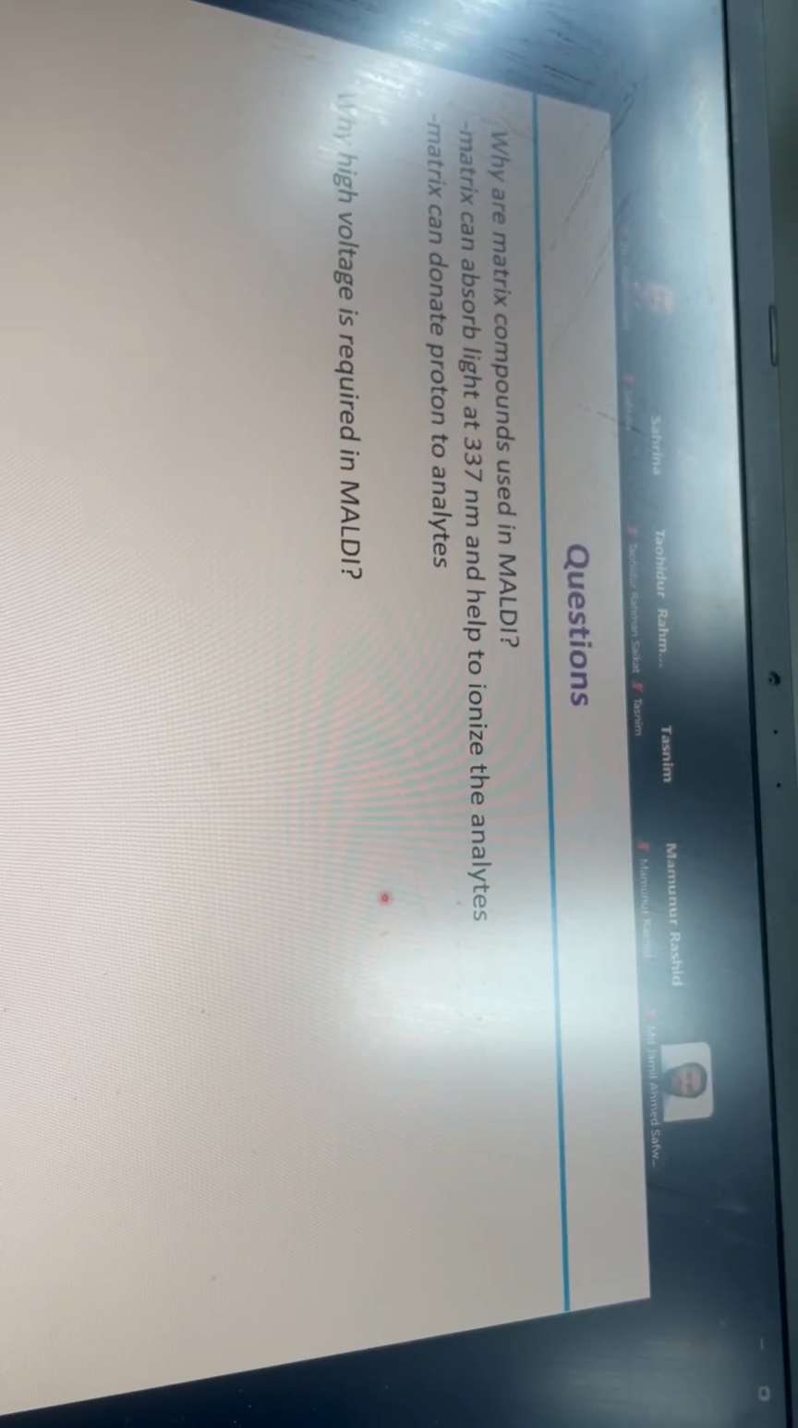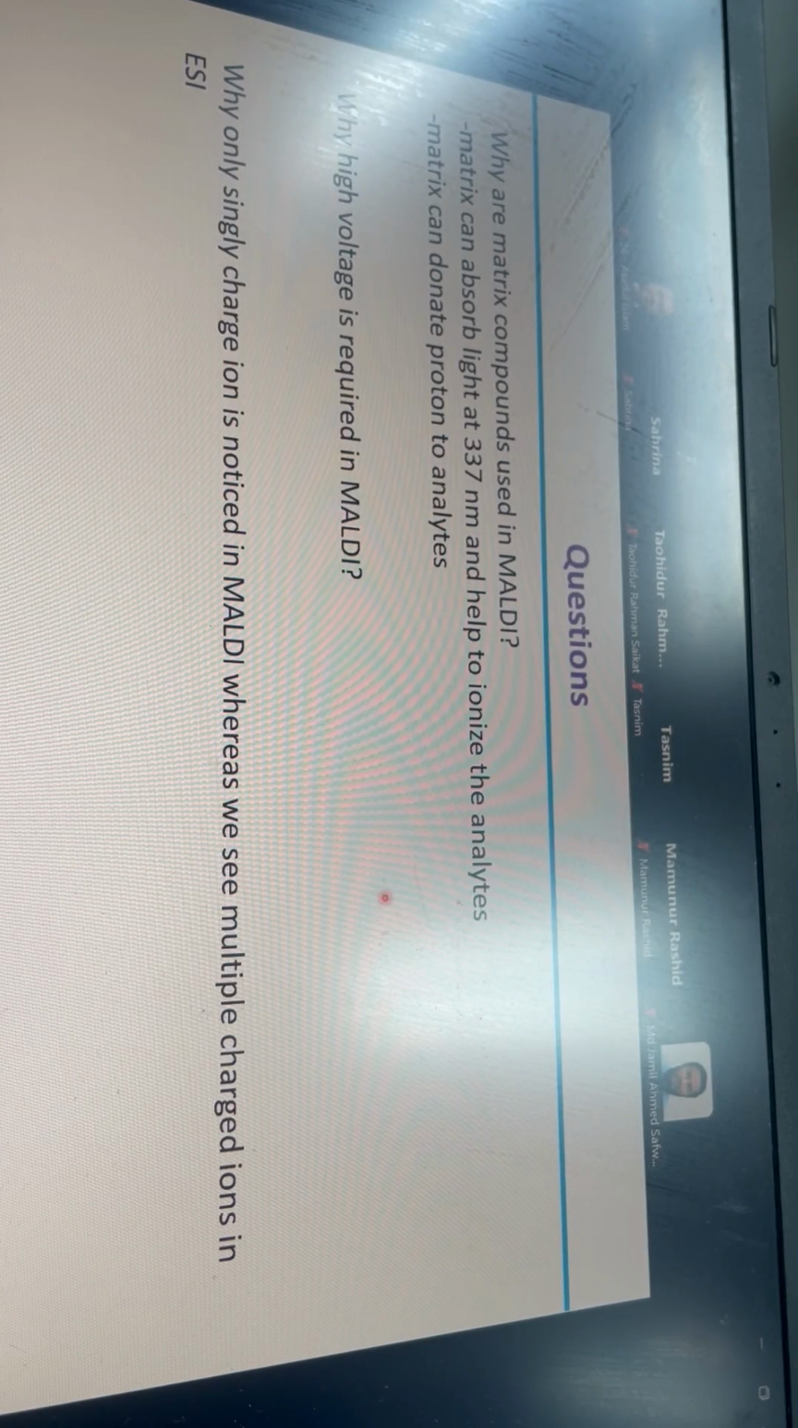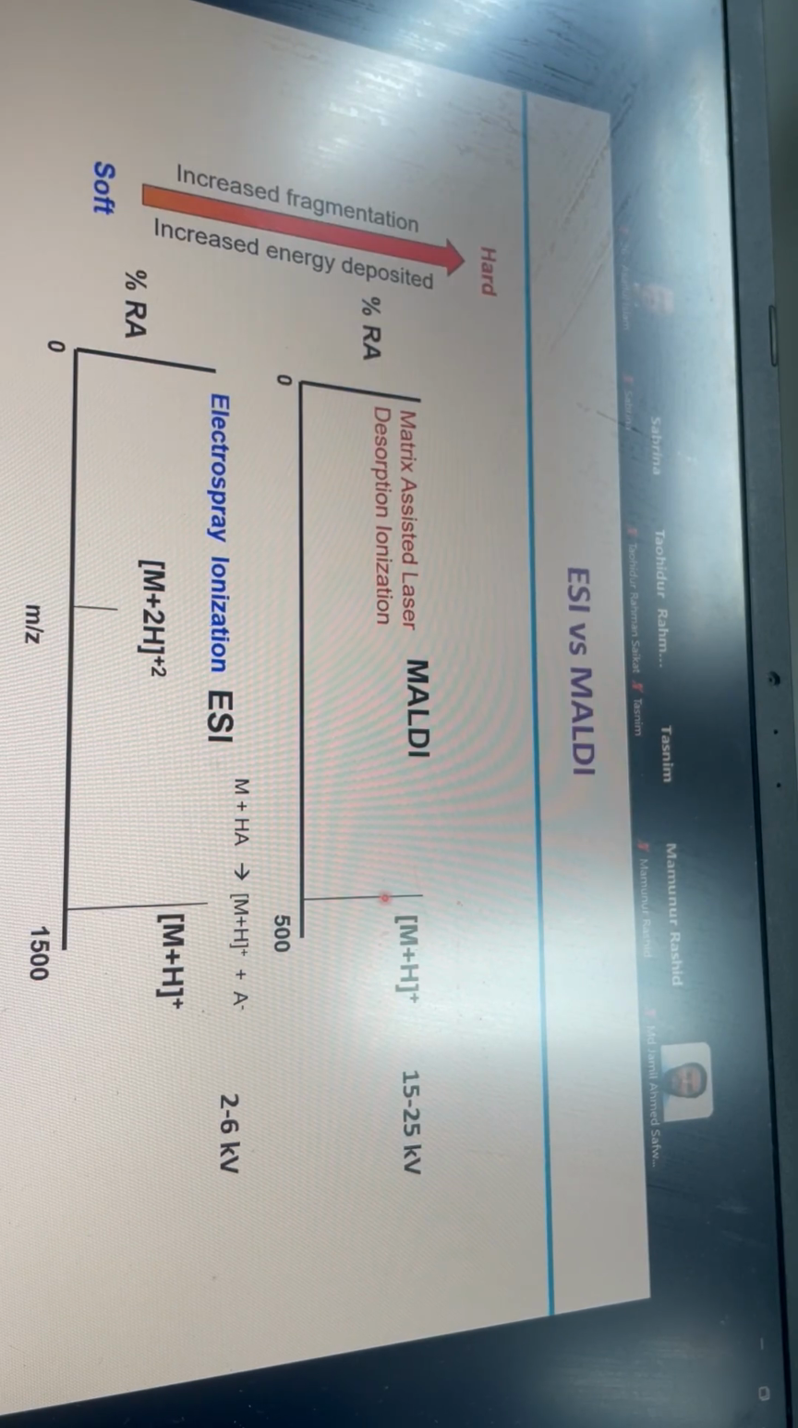So these are the questions about MALDI. Okay, so then what is the difference between MALDI and ESI? Because these are the two important techniques.